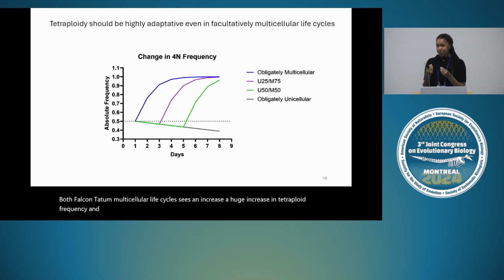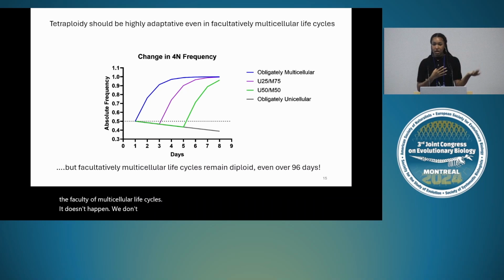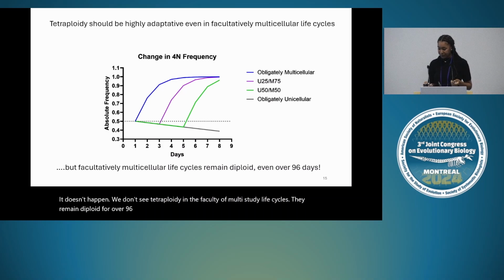And so despite this model suggesting that tetraploidy should be highly adaptive in the facultative multicellular life cycles, it doesn't happen. We don't see tetraploidy in the facultative multicellular life cycles. They remain diploid for over 96 days. So why don't we see tetraploidy in the facultative multicellular life cycles?